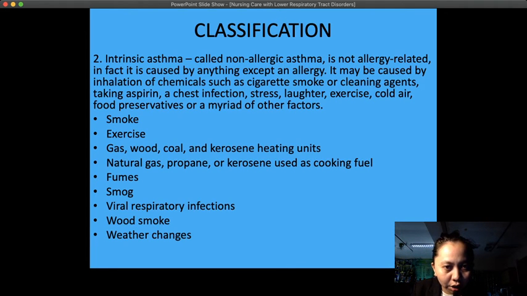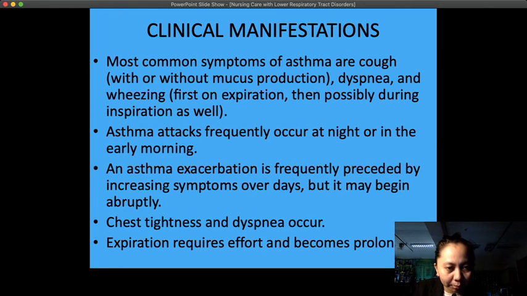Okay? So intrinsic asthma, or non-allergic asthma, is not allergic related, and in fact it is caused by anything except an allergy. So smoke, aspirin, chest infection, stress. Okay, may mga nagkaka-asthma dahil sa stress. And then laughter also, exercise, cold air, food preservatives, or a myriad of other factors. So just read those intrinsic asthma factors.